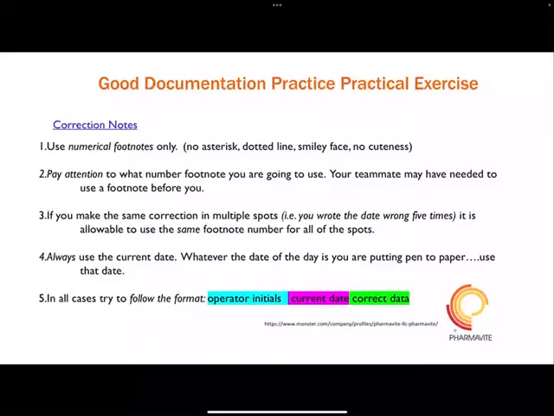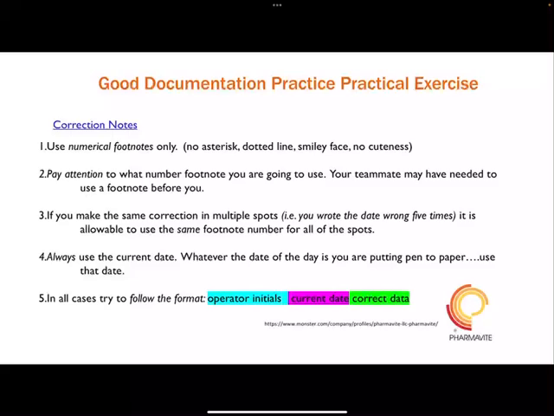Double check what number you are going to use before you write it. Your teammate may have needed to use a footnote before you. If you make the same correction in multiple spots, for example, you wrote the date wrong 5 times, it is allowable to use the same number footnote for all the spots. However, bear in mind, the who, the what, the when all have to be the same.